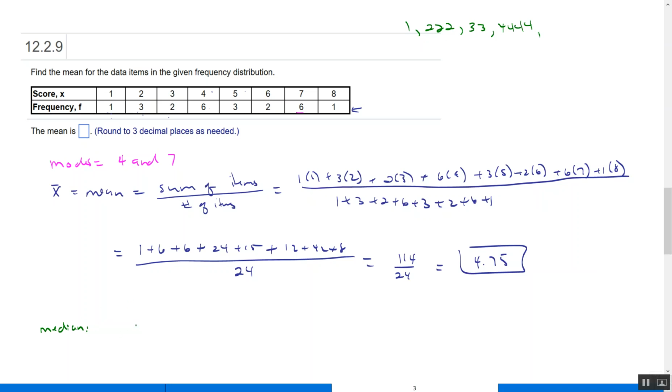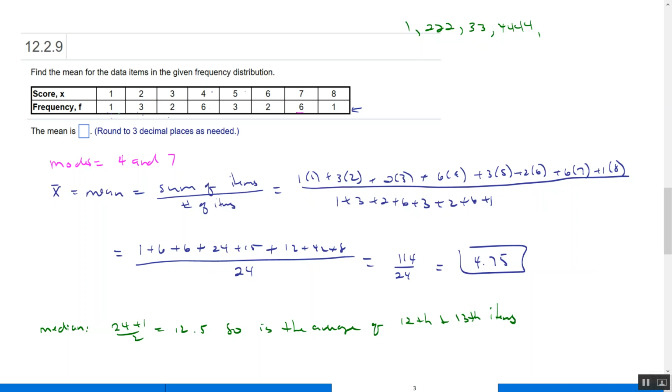So the median is going to occur at 24 plus 1 over 2. So 25 over 2, I get 12.5. So the median is the average of the 12th and 13th items. Okay, so now I've got to figure out where that occurs.